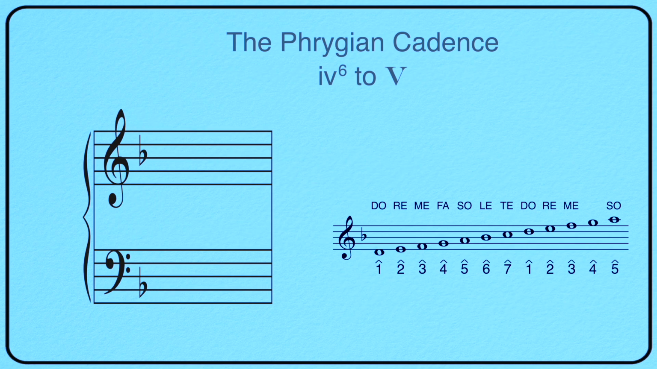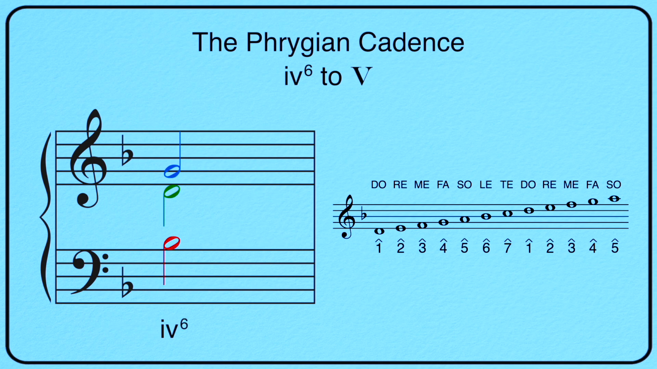If we bring on some solfege, we see our 4-6 chord, G minor, has lay, do, fa, or scale degrees 6, 1, and 4. Watch it resolve. When 4-6 goes to 5, lay drops to so, do drops to ti, and fa goes up to so. So that's our Phrygian half cadence, 4-6 to 5 in a minor key.